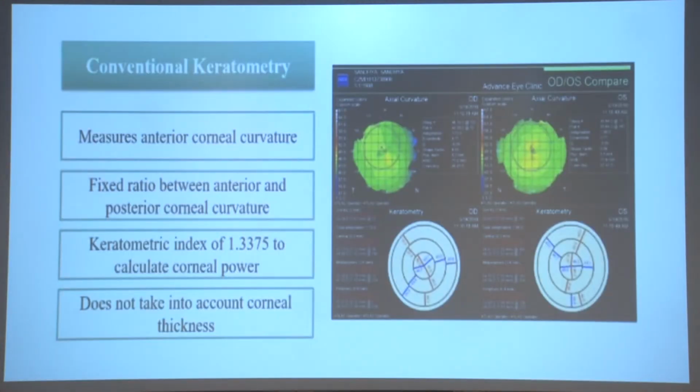What actually happens in conventional keratometry? Again, going back to basics, it measures the anterior corneal curvature only. It also presumes that there is a fixed ratio between the anterior and posterior corneal curvature. And now, like I said, in 5 years' time, probably every third patient is going to have their anterior and posterior corneal curvature changed. The keratometric index of 1.3375 is used to calculate the corneal power, and it does not take into account the corneal thickness. In the same way we have started understanding the importance of corneal thickness in glaucoma, here too corneal thickness has become an important factor.